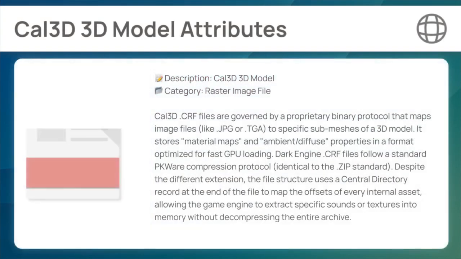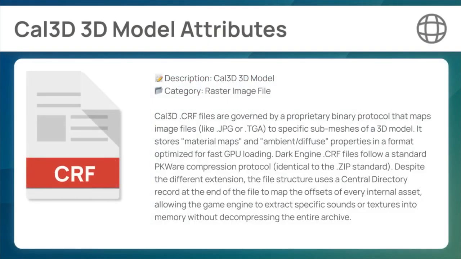Cal3D CRF files are governed by a proprietary binary protocol that maps image files, like .jpg or .tga, to specific submeshes of a 3D model. It stores material maps and ambient diffuse properties in a format optimized for fast GPU loading.